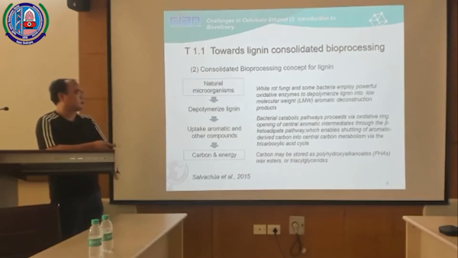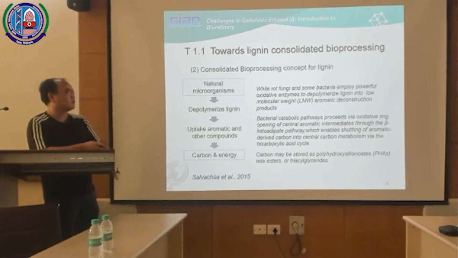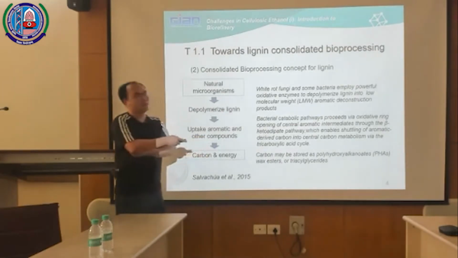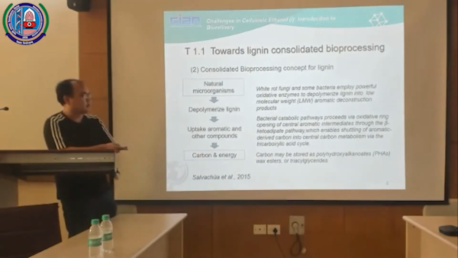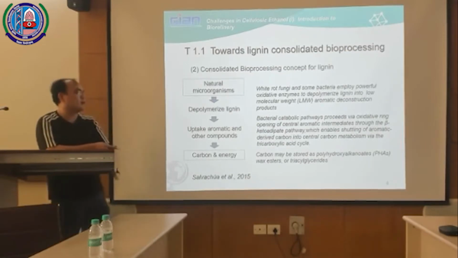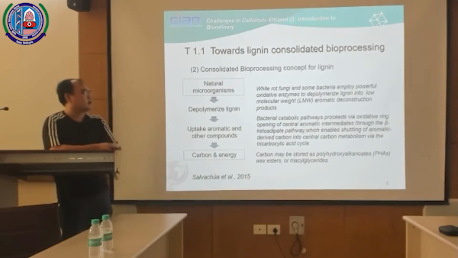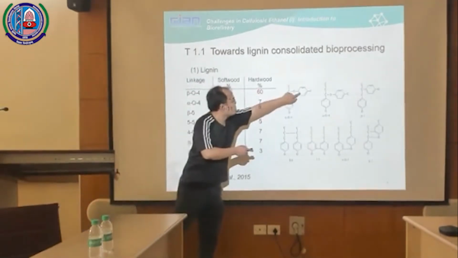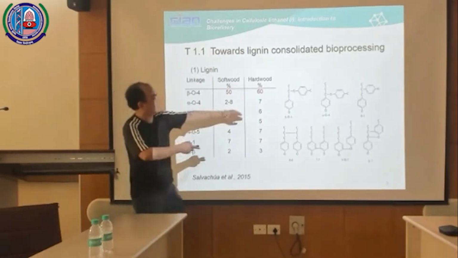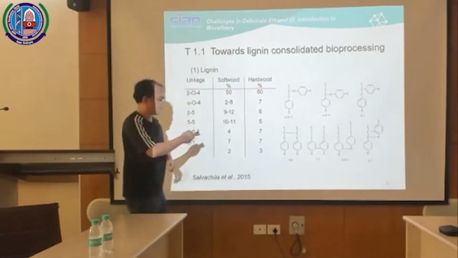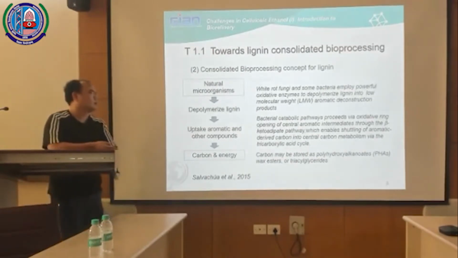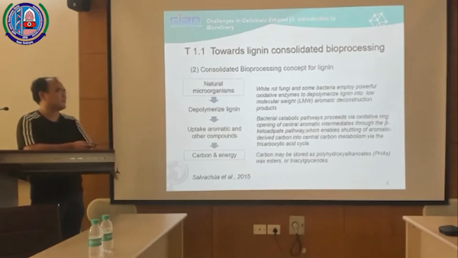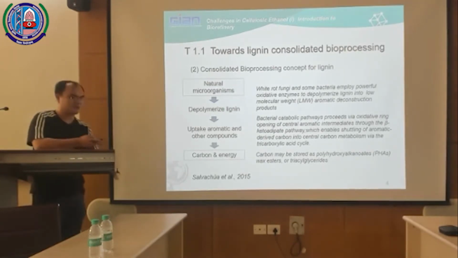From the literature, we can find a lot of different bacteria. They have catabolic pathways that proceed via the oxidative ring opening of the central aromatic intermediates. The central ring is here. What we are going to do is look for bacteria that possess these catabolic pathways.